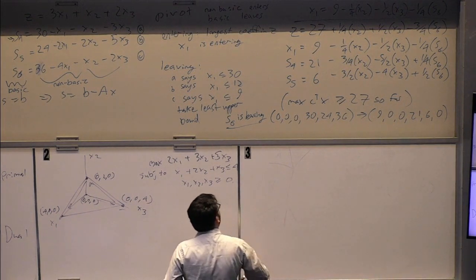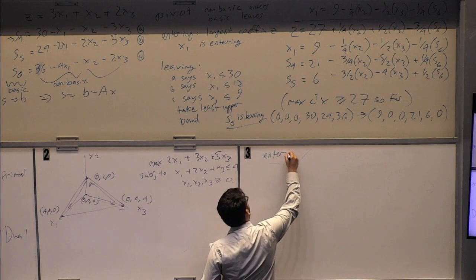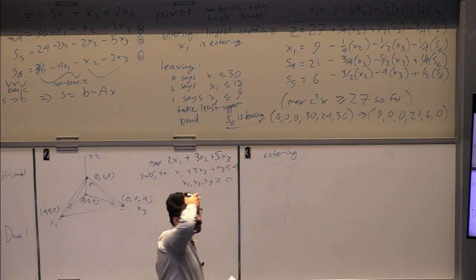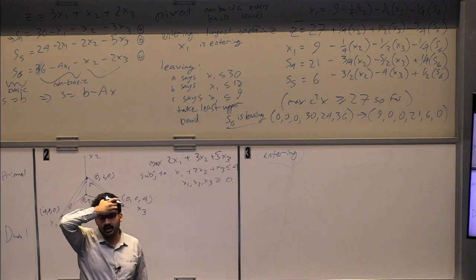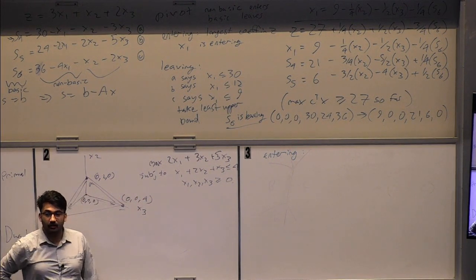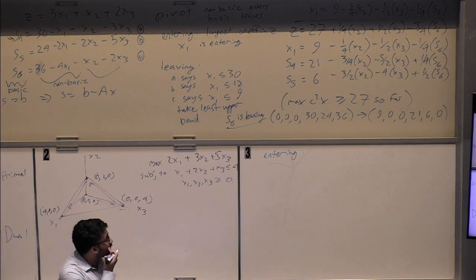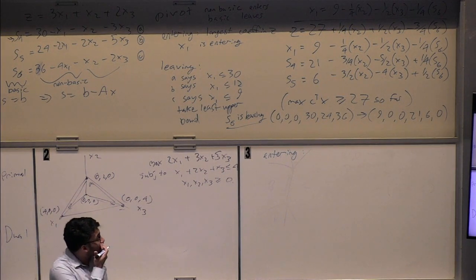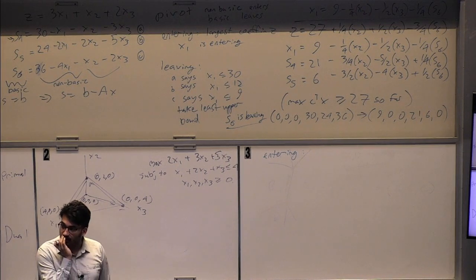All right, let's pivot again. Entering is going to be what? What variable is going to be entering? Which non-basic variable is going to be entering? Again, you want to choose a non-basic variable that maximizes the objective function. It has to come from the set of non-basic variables. It can only be one of x2, x3, or s6. Which one of those will you choose to maximize the objective function?